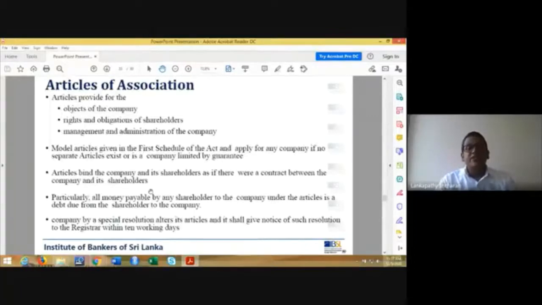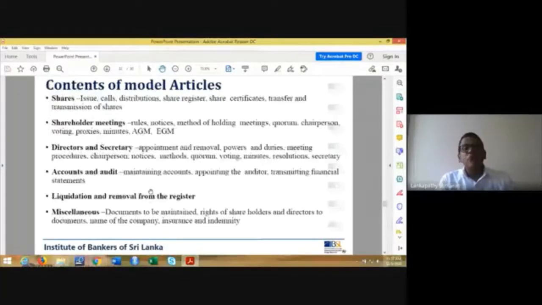And generally, I have mentioned that there's a model article of association included in the first schedule of the Companies Act of 2007. Generally, these are the contents in those articles of association. First, shares. The terms and conditions related to the issues, calls, distribution, share register, share certificate, transfer and transmission of shares. All those information should be included in the model article of association.